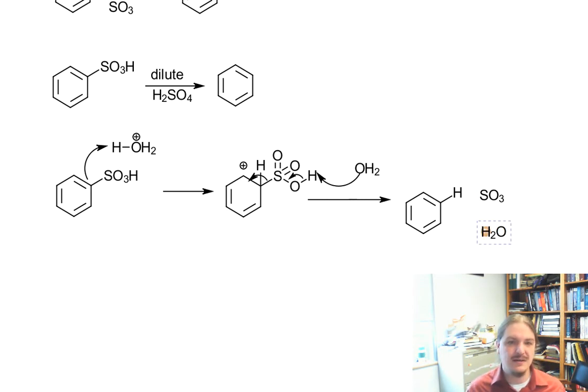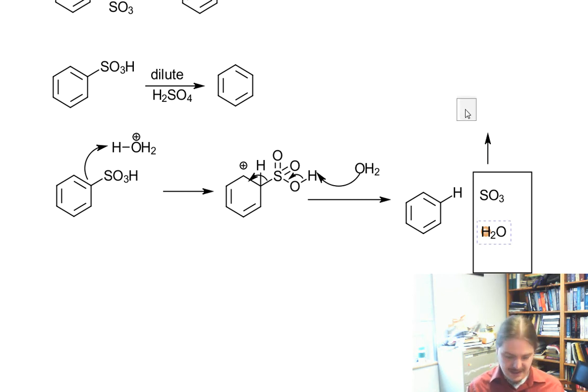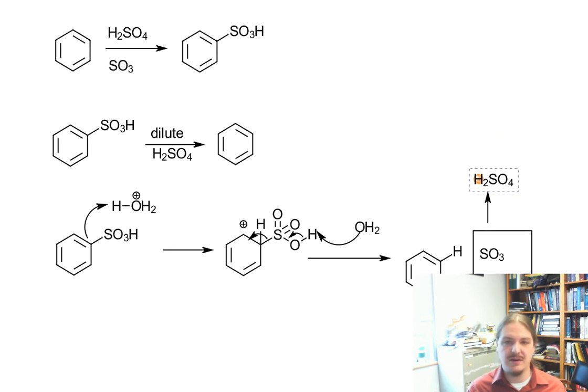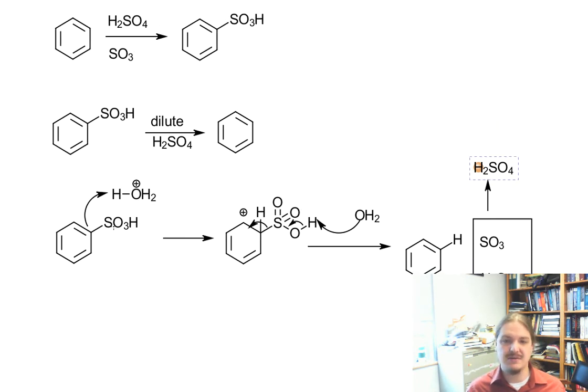sulfur trioxide and water are actually going to react to form sulfuric acid. So this reaction is going to get more acidic as it proceeds. But as long as there's more water around, it's going to continue to do this, and you're going to end up with benzene instead of benzene sulfonic acid.